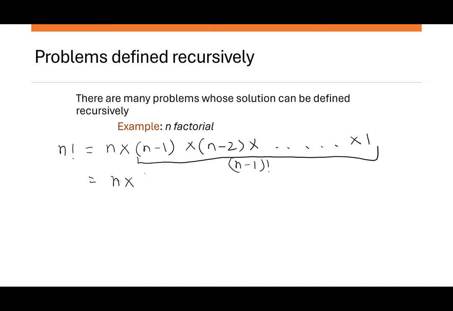Now, can we say that we actually have a bigger, larger problem, and then we are solving it using a smaller problem of the same problem of a smaller size? So if I know n minus 1 factorial, I can calculate n factorial. I can further break it down, like n minus 1 factorial can be solved by n minus 1 into n minus 2 factorial, right? Okay, so that means I have been able to create a recursive case.